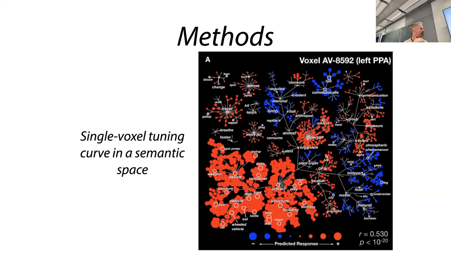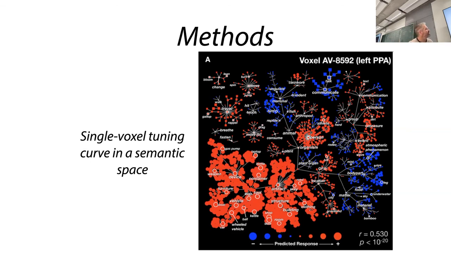But that also means that if you have this type of tree-like organization, what you can do is actually plot a receptive field in this structure. So what you see here is a receptive field from the parahippocampal place area. This is a region that we usually map out by showing people images of places and then of faces, and then asking what regions activate more for places than for faces, and you get this region.